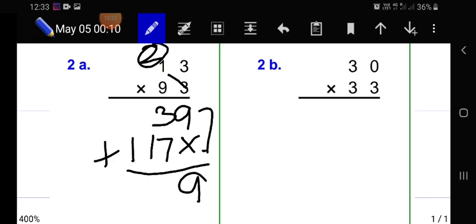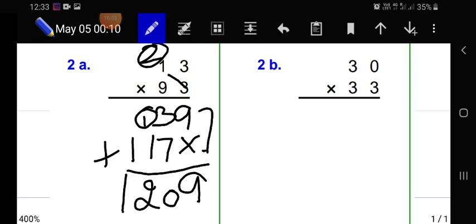So 9, there is no other number to add with 9, so we will write 9 directly here. Now 3 plus 7 is 10. So 1 is carried to the next number and 0 is put down. Now 1 plus 1 is 2, and here it is 1. So the answer is 1209. Understood?